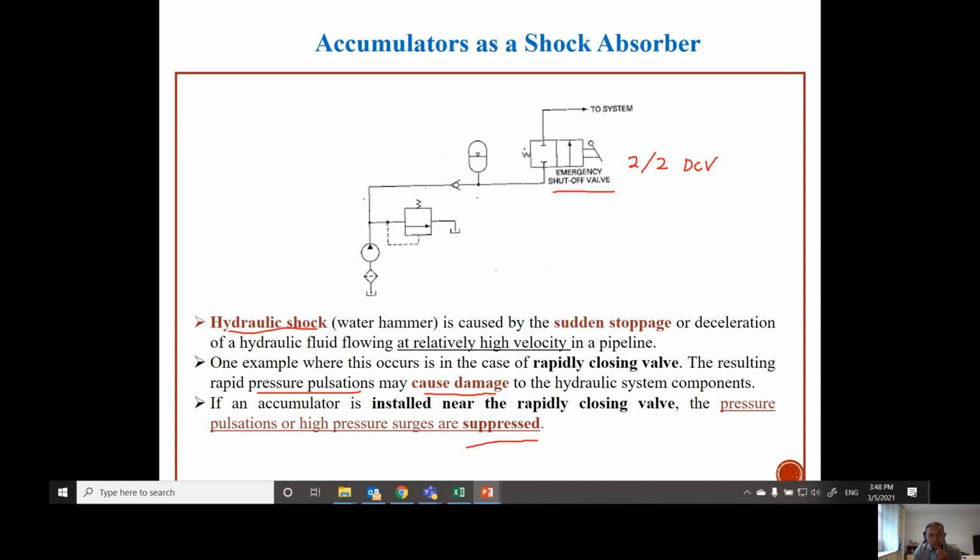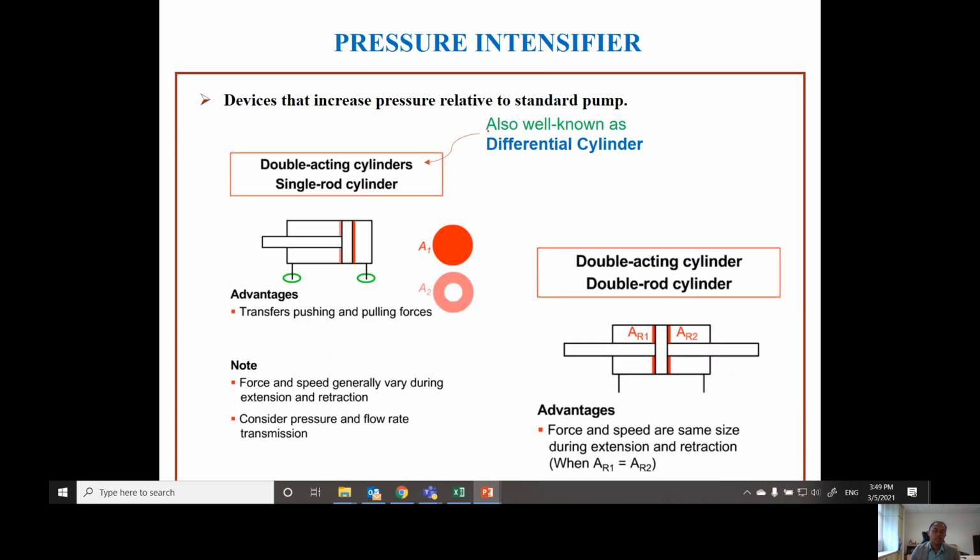Okay. So that means the pressure pulsation can be absorbed by this accumulator. So that's why we call this a shock absorber. Okay. So this is the last function of the accumulator. You have already seen how the 4 functions of the accumulator can be realized one by one. Okay, next, the next one is about the pressure intensifier.